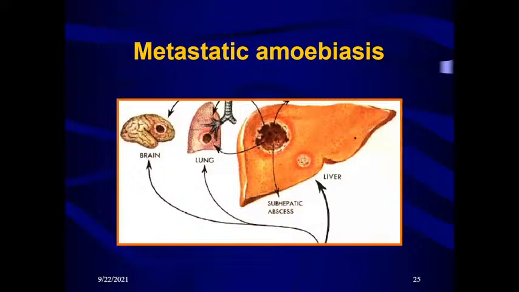Metastatic amoebiasis, as you can see, this is an amoebic abscess. It can get to the lung. So we have metastatic amoebiasis. From the colon, the liver is the most common site. They can go to the lung. They can also get to the brain.